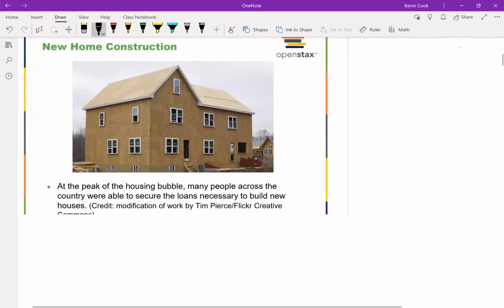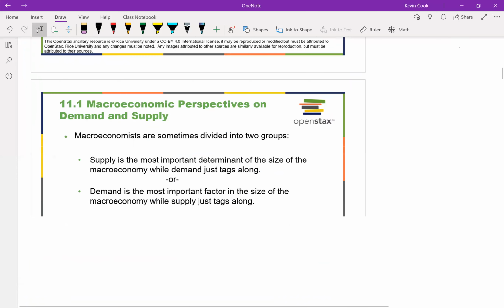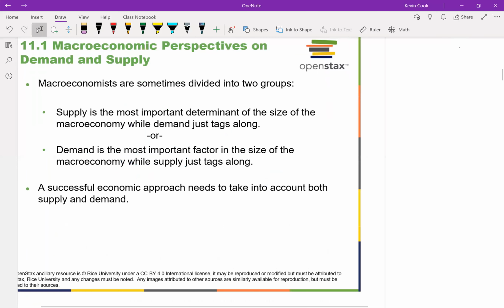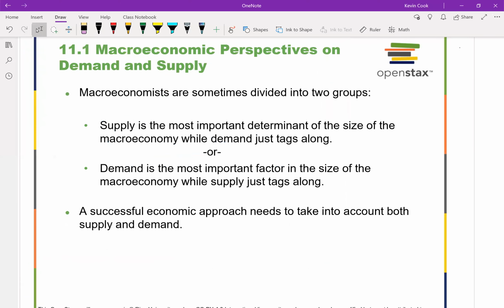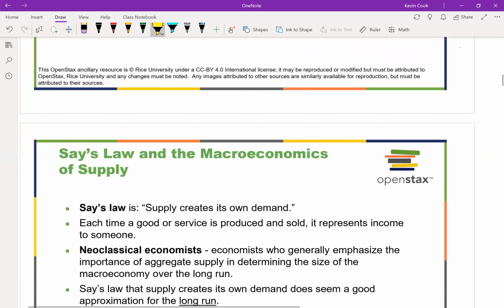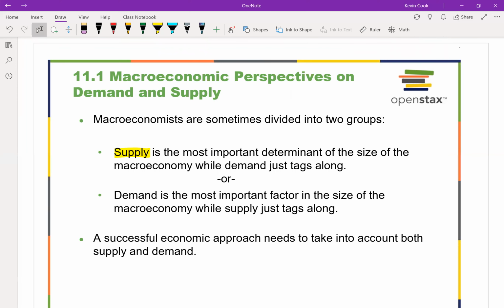So when we think about the economy and different mindsets about how the economy works, there are really going to be two main groups that we're often divided into. And one of them is going to suggest that supply is really the thing that drives the economy. So what supply says is the supply side, and we'll kind of dive into them. But the first thing says supply side is the most important determinant of the size of the economy. So demand just tags along.